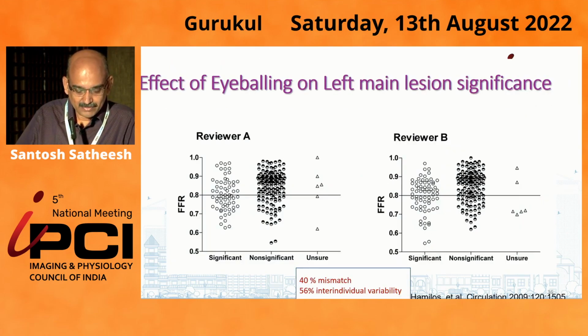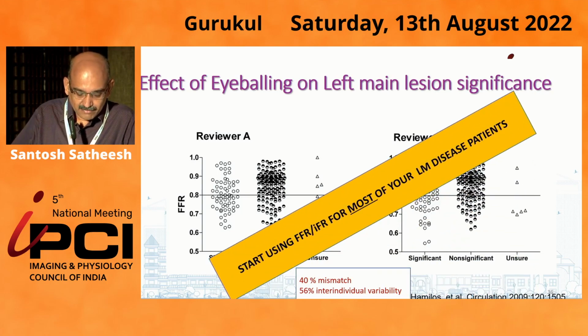This I want to highlight because it is one of the commonest mistakes. There is 40% mismatch and 56% individual variability if you assess left main only by angiography. So we should start using FFR and iFR for most of our left main disease patients.